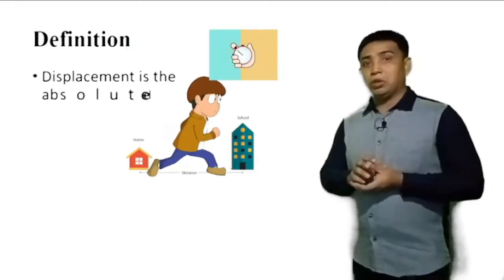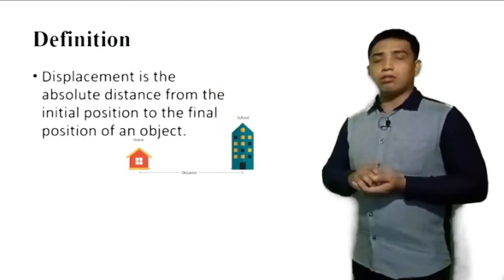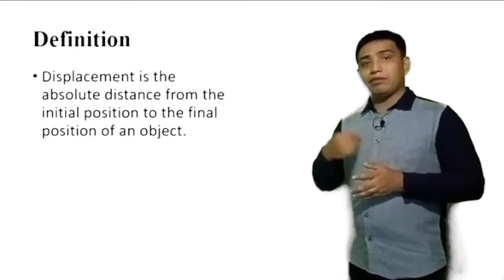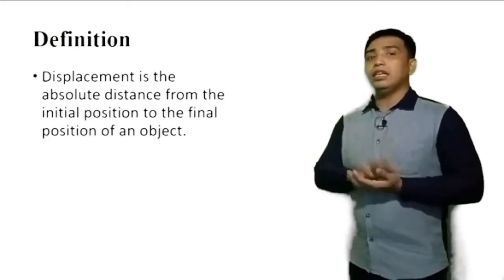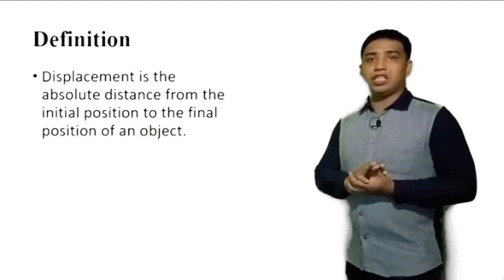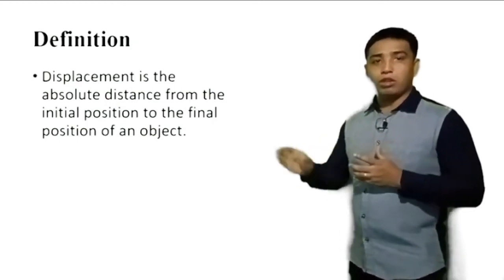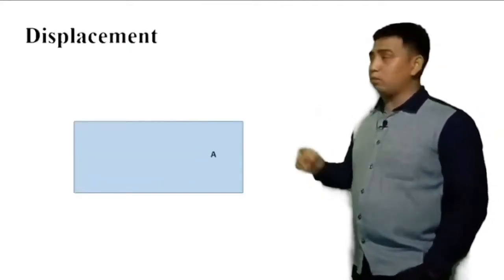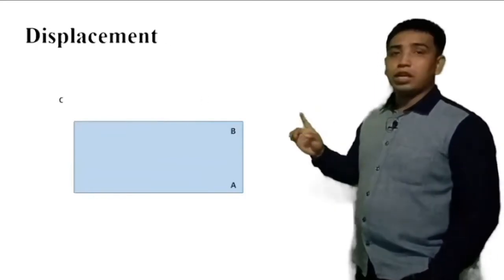A tricky concept that you have to keep in mind is the concept of displacement. This is different from distance. Displacement is a vector quantity, while distance is a scalar quantity. We define displacement as the change from the initial position to the final position. As you can see, there is a rectangular lot, and we have its corners. We name them point A, point B, point C, and point D.